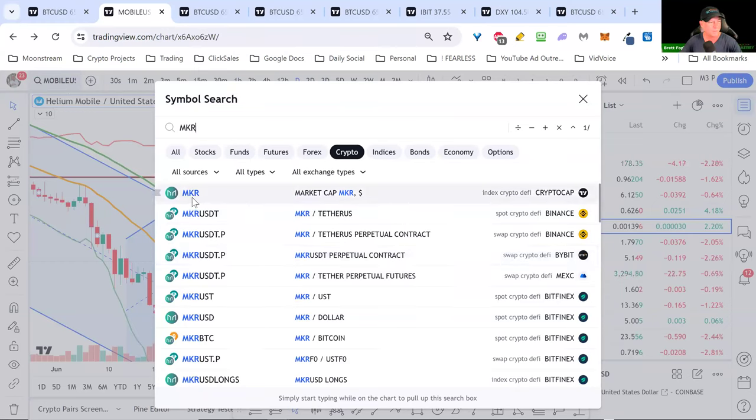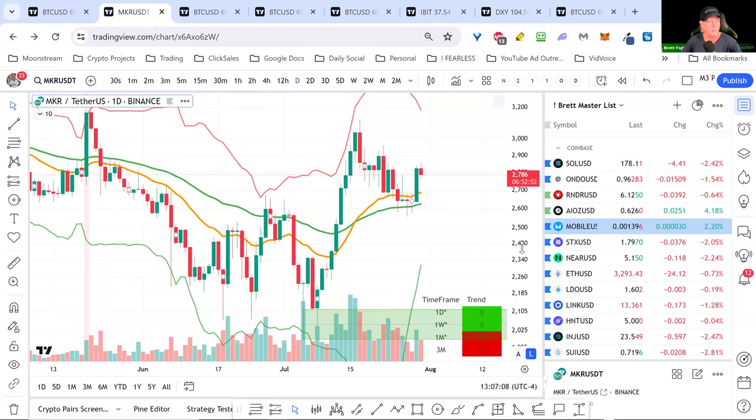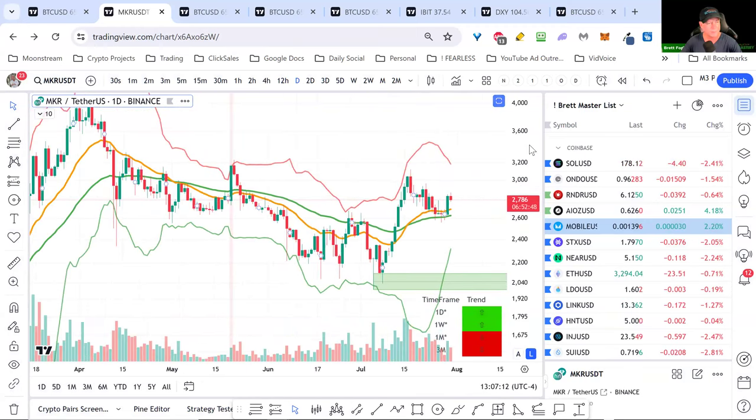This is, let's see, MakerDAO, I believe, and so we'll pull it up. Is this right? MKR is down today, but the chart's not bad. Okay, well, let me tell you what, Barry. That's a nice example of a pinching Bollinger Band.